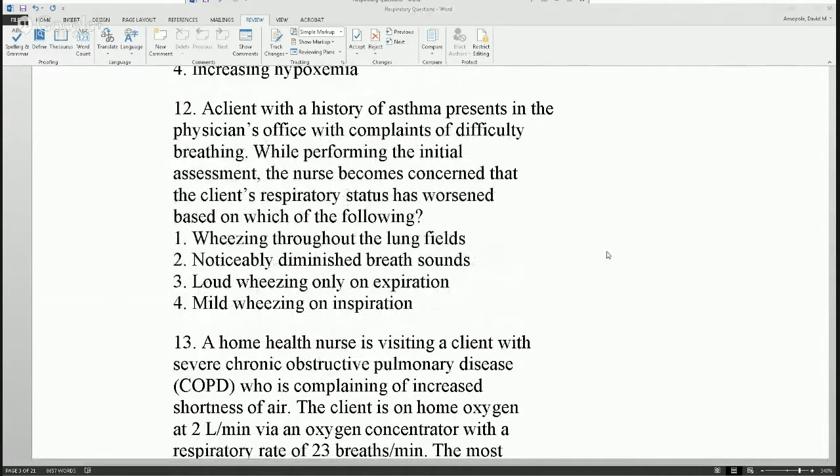A client with a history of asthma presents in the physician's office with complaints of difficulty breathing. While performing the initial assessment, the nurse becomes concerned that the client's respiratory status has worsened based on what information?